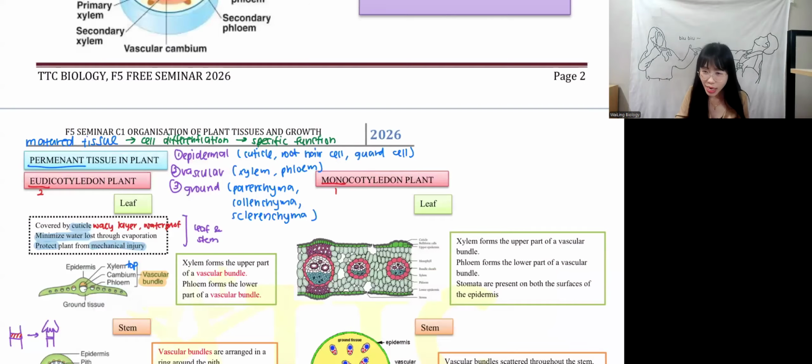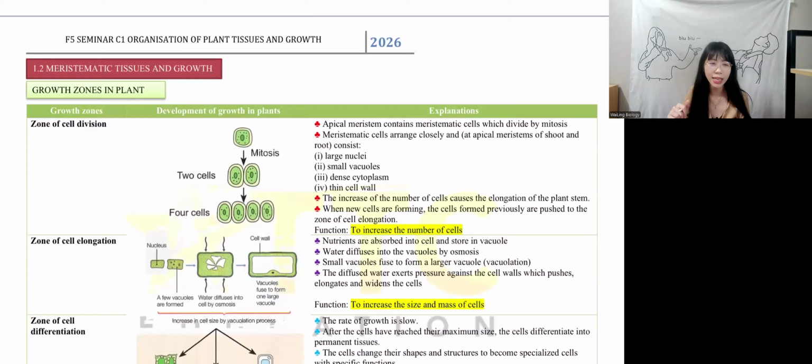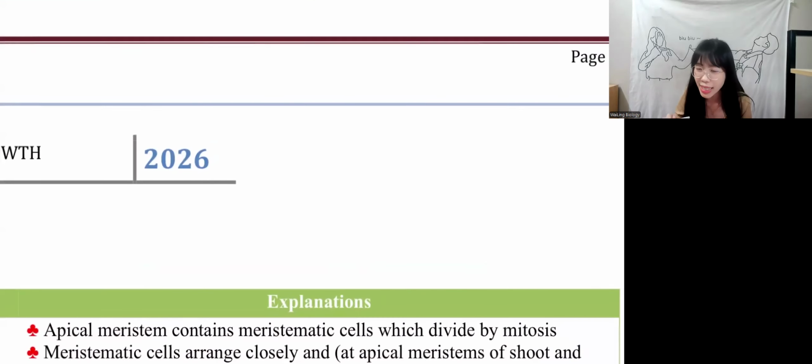Okay, done with permanent tissue, we're going to look at the next part, which is the zones. We have 3 zones that we learned just now. Can we go through the zones in sequence one more time? The first zone is called the zone of cell division. Very good. The second zone is called the zone of cell elongation. The third zone is called the zone of cell differentiation. Very good. They are in a sequence.